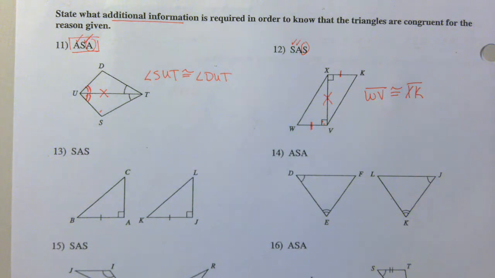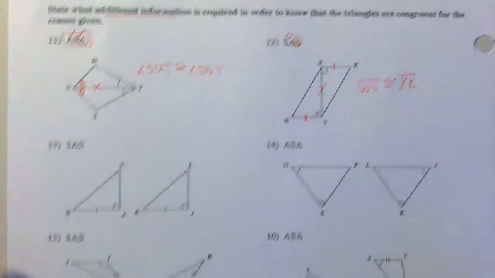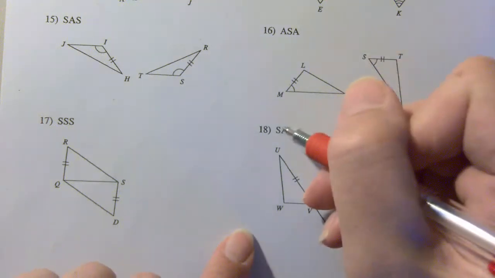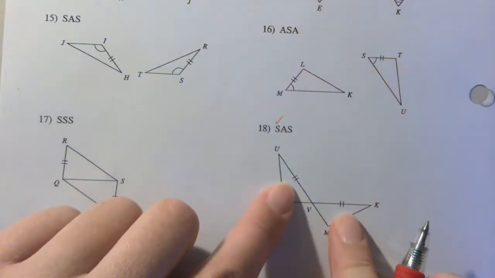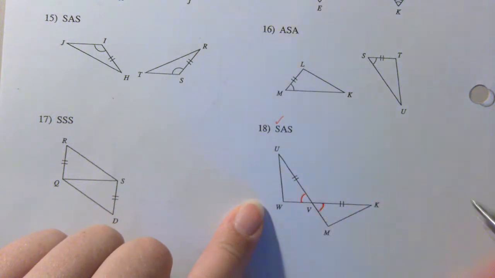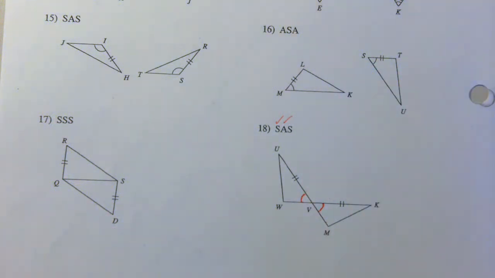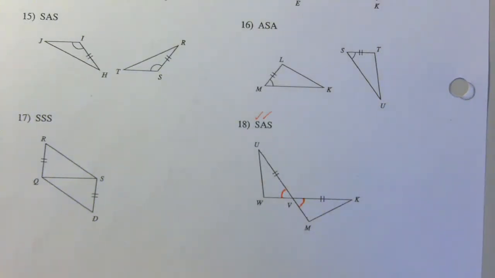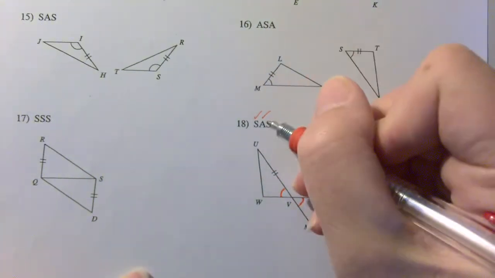Okay, pick one more. Let's go down here, 18. So I need side, angle, side. I see the side. I don't see an angle, but you remember that bow tie looking thing? So I do have the angle. That's information we know because of the definition of vertical angles. But what I don't have is the extra side.